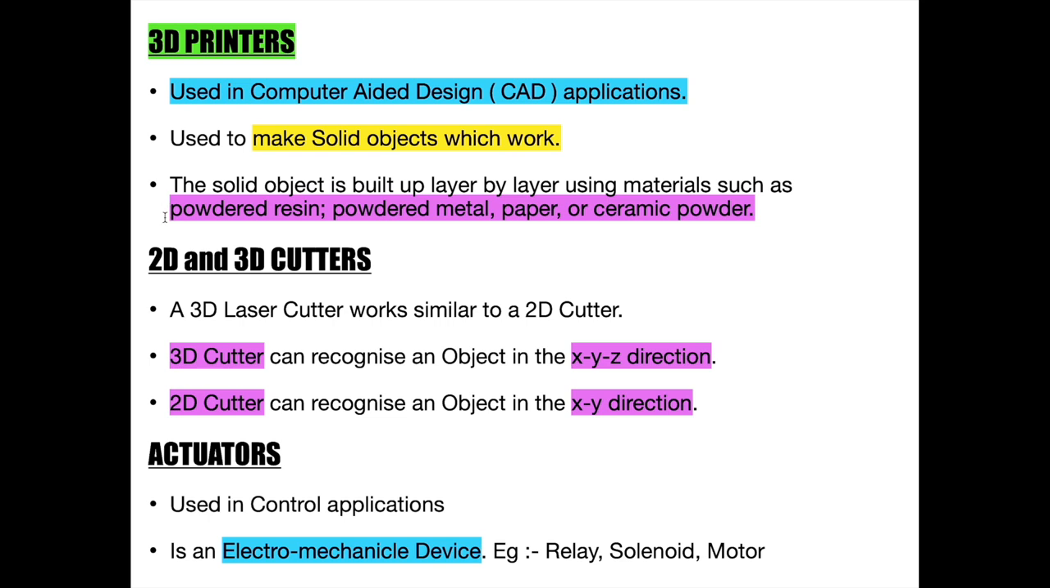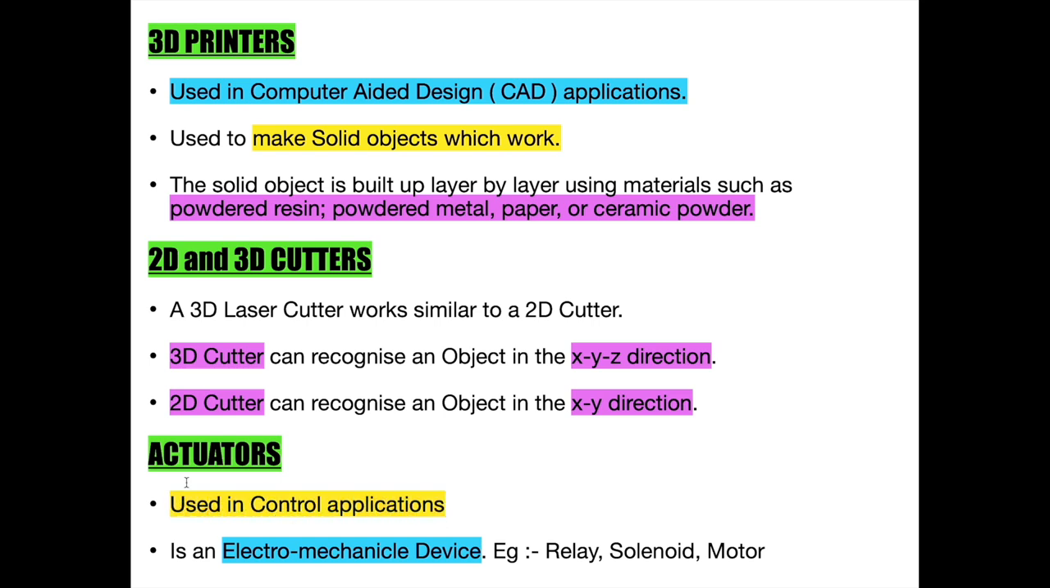Now let us go through 2D and 3D cutters. Both these output devices are used to cut solid objects. A 3D cutter can recognize and cut an object in the XYZ direction. A 2D cutter can recognize and cut an object in the XY direction. Well, this is a general idea about the 2D and the 3D cutters. Now let us talk about actuators. An actuator is an electromechanical device which is used in control applications.